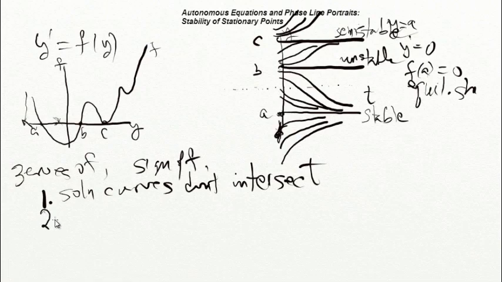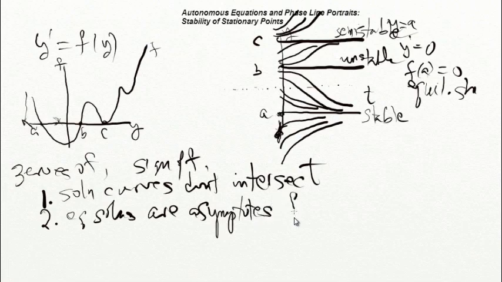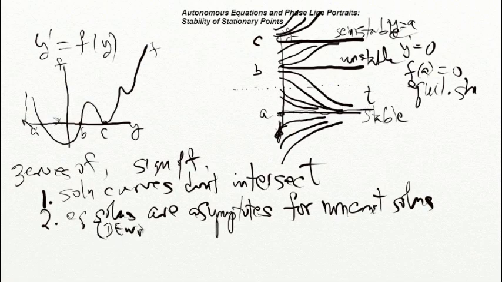Second point, the equilibrium solutions are asymptotes for non-constant solutions. Well, that's how I drew it here, obviously, for example, here. And that can be proven without too much difficulty, and you can consult the MATLAB book for that. There's a nice, simple proof of that fact in there.